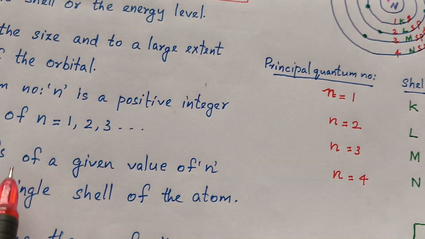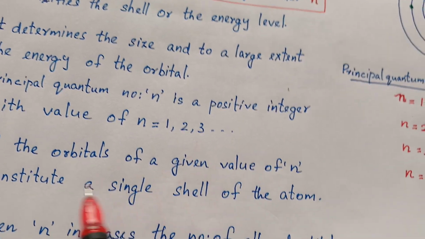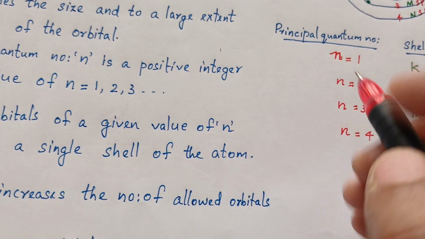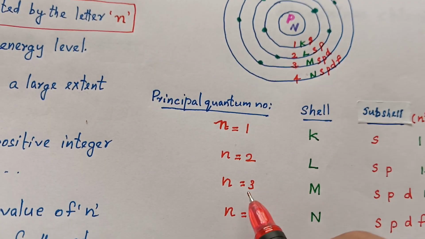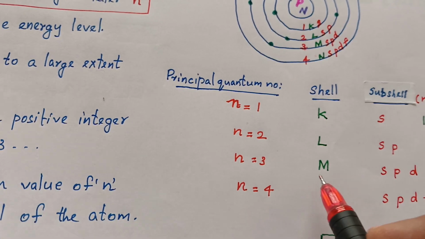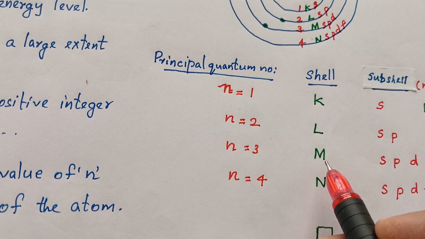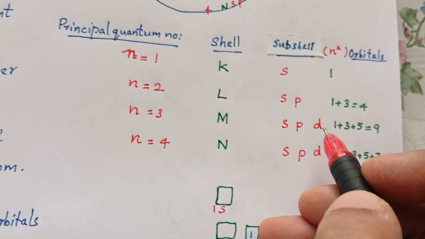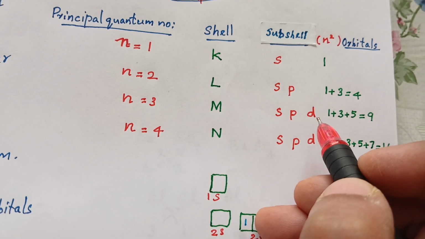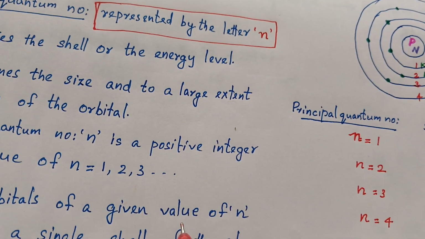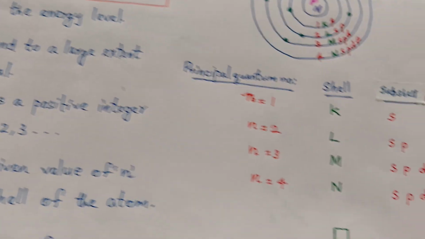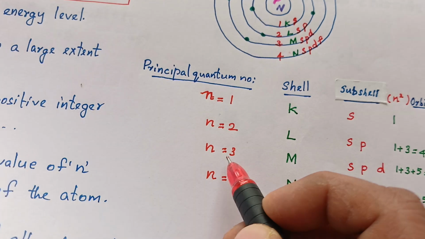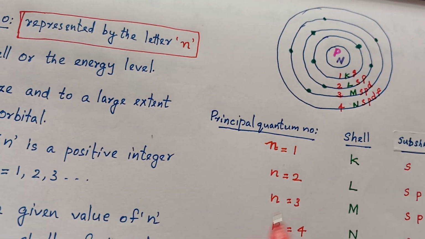So all the orbitals of a given value of n constitute a single shell of the atom. Say if n is equal to 3, that is the principal quantum number representing the shell. It will have 3s, 3p and 3d subshells in it. So all the orbitals of a given value of n, all these orbitals will have the same value, 3, as their principal quantum number.